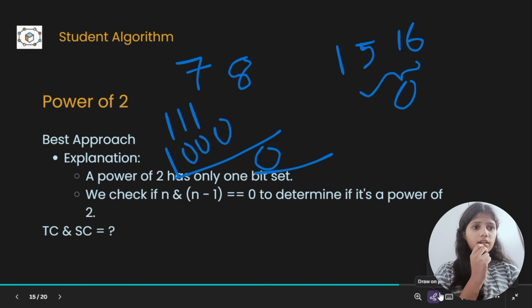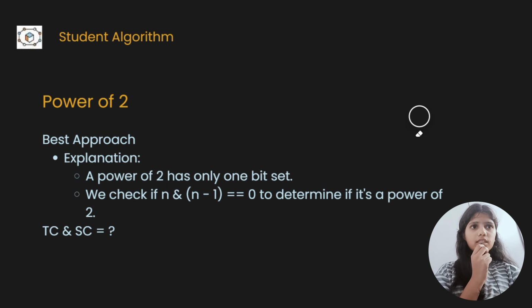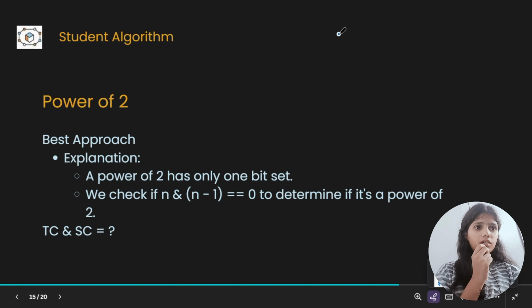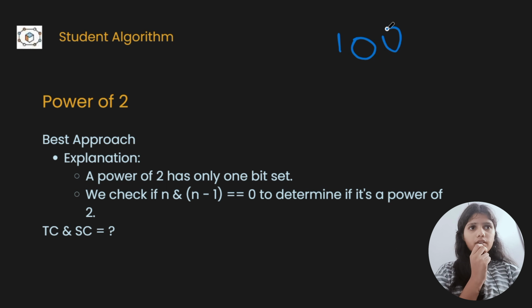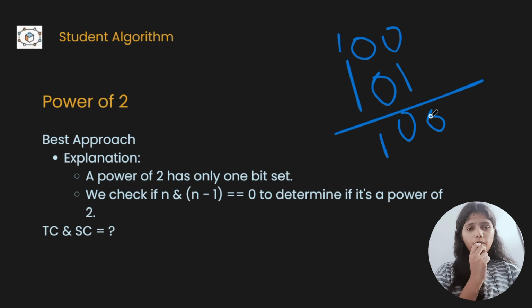Let's analyze something else, different numbers. Let's take 4 and 5. 1 0 0 and 1 0 1. We'll get some other number like 1 0 0. Whatever you perform, that will give you 0 to determine if it's a power of 2 or not. Suppose we have n, like we have 8 and 7, that gives you 0, which means 8 is a power of 2. Got it?